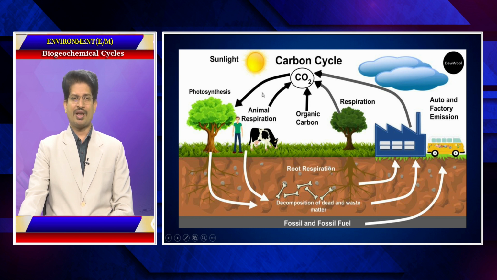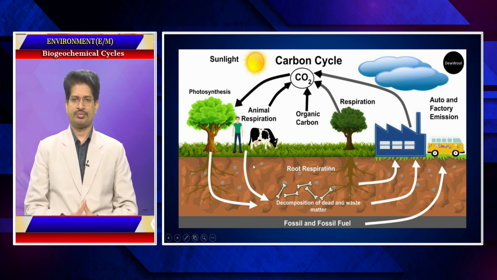So, plants absorb carbon dioxide and we consume food. The plants, animals and human beings, in the process of consumption of plant products, carbon is established. When these animals and plants die, they are buried under the earth. In this process, plants and animals respire.